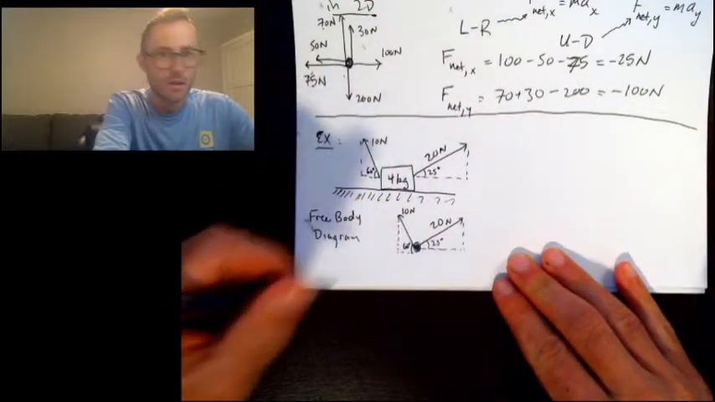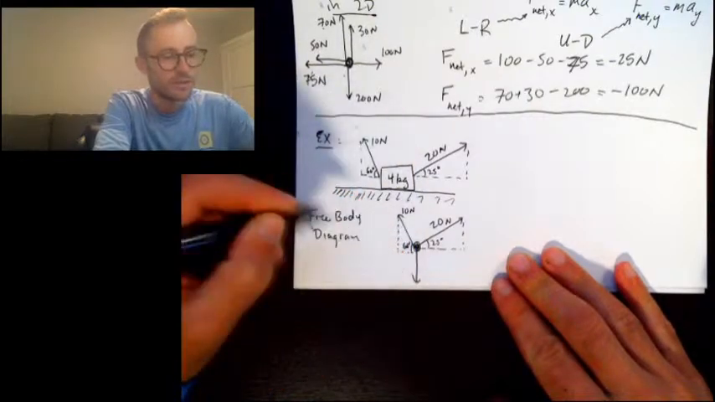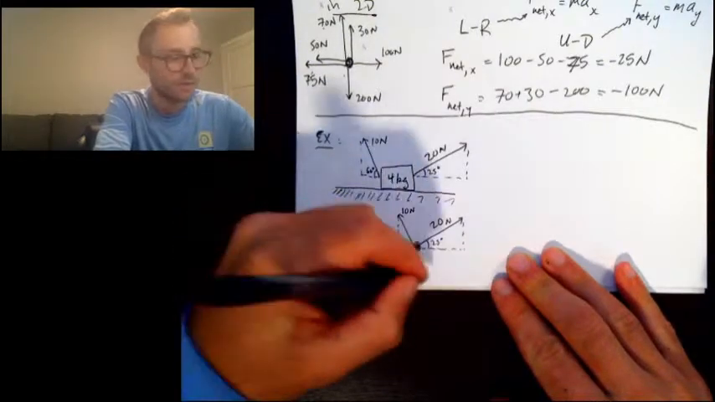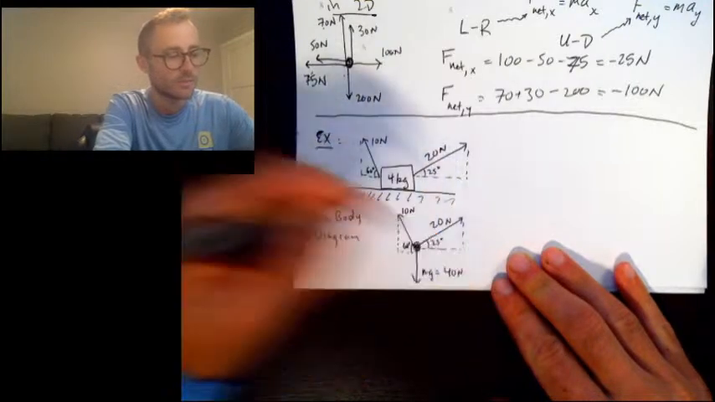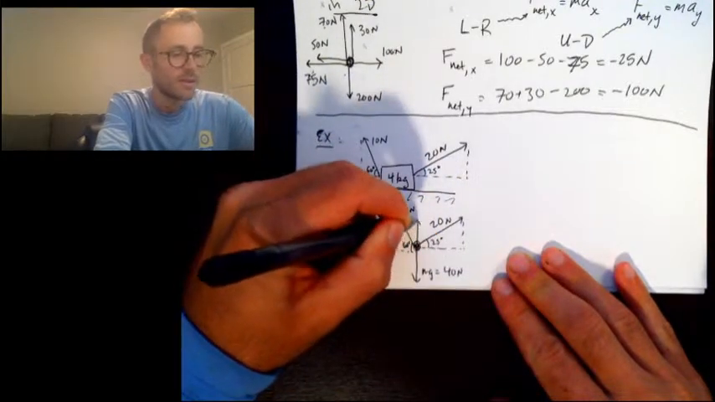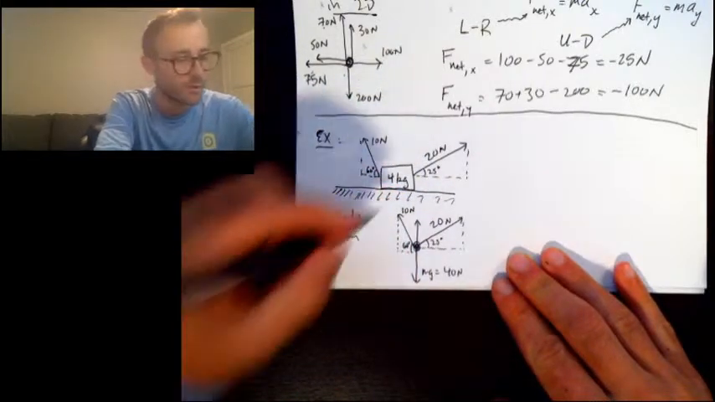Okay. And so the weight force going down is 4 times 10. That would be mg equals 40 newtons. And then the upward force is the force from the floor, which is the normal force.